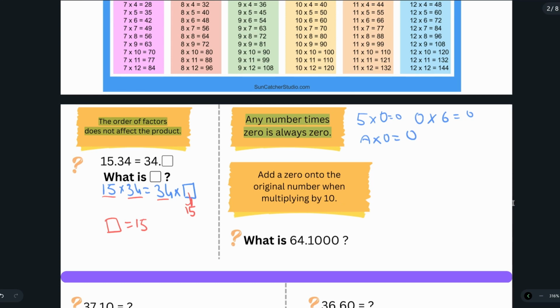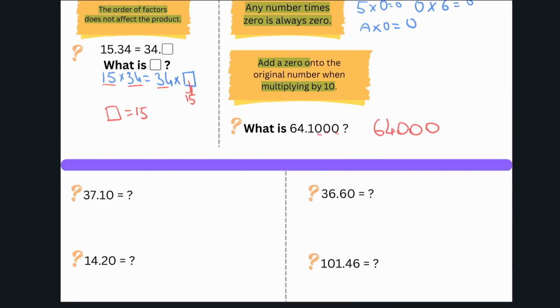Alright? If you're multiplying by 10, you add a 0 to the original number. And the same goes for 100: you add 2 zeros. When you multiply by 1,000, you add 3 zeros. However many zeros there are, you add them. Alright? So let's see. What is 64 times 1,000? You just write 64 and add however many zeros there are. In this case, there are 3. The answer is 64,000.